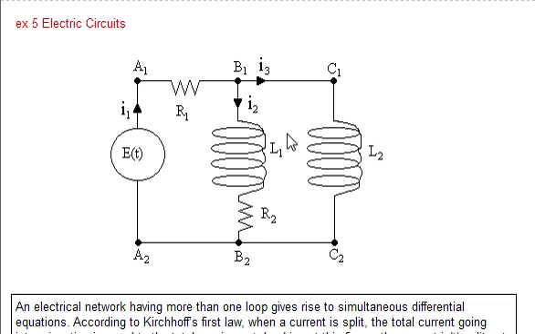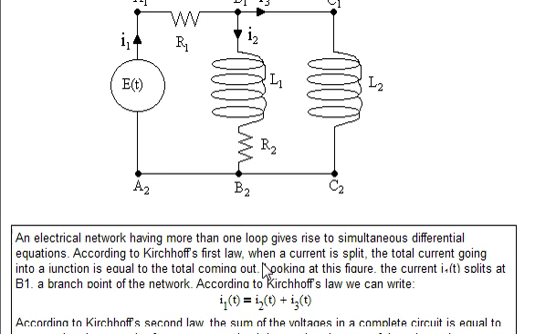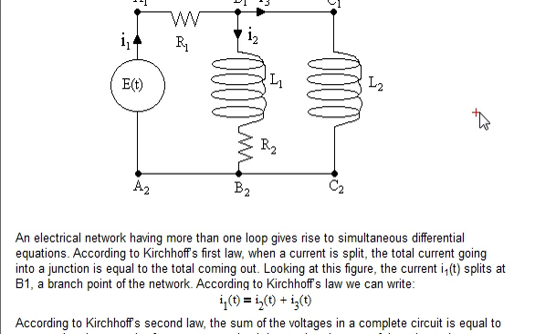We're going to look at another example where a system of differential equations arises, and that's in electronics. So you have a circuit here with a resistor, an inductor, another resistor, and some electromotive force. An electrical network having more than one loop, as this one does, see, here's a loop going this way, and here's a loop coming in and going out this way, gives rise to simultaneous differential equations.